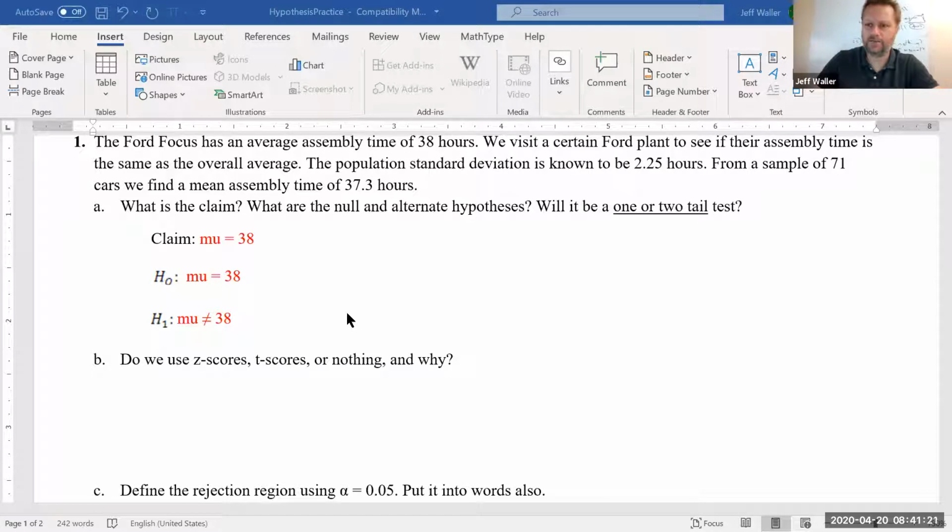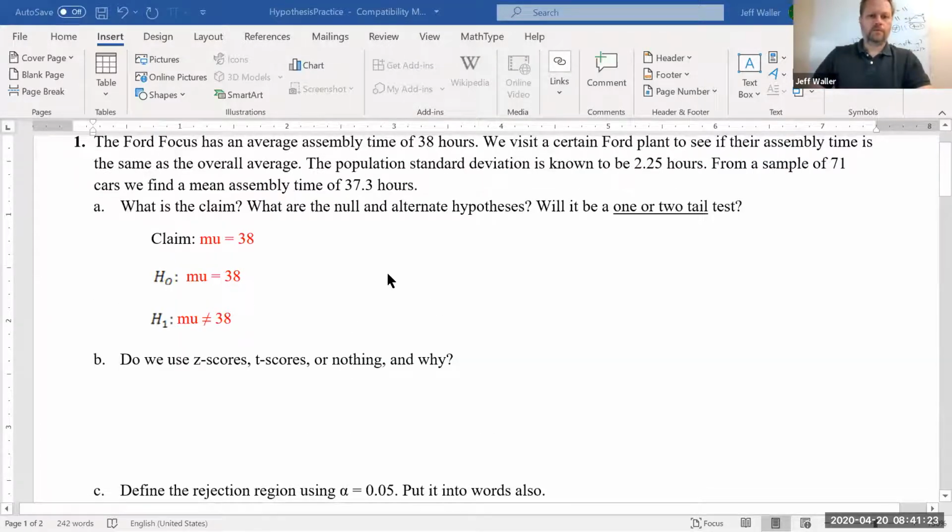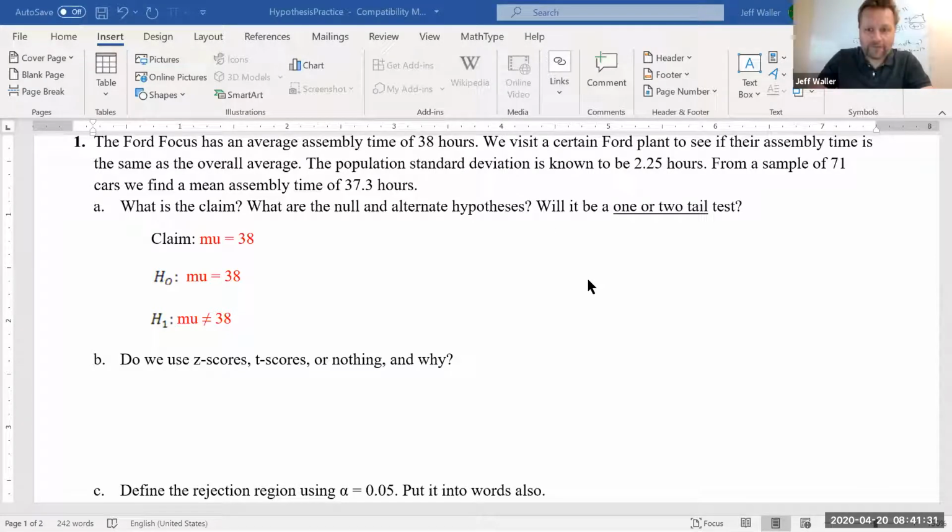Oh, fudge. All right. Will it be a one or a two tail test? Has anyone told me? Yes, two tails. So it's definitely going to be two tails because how can I show that something doesn't equal 38? Either I can show a sample that's more than 38 or less than 38.